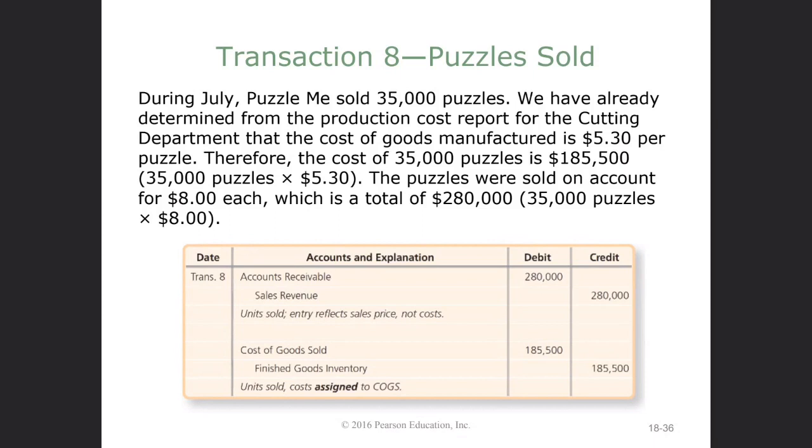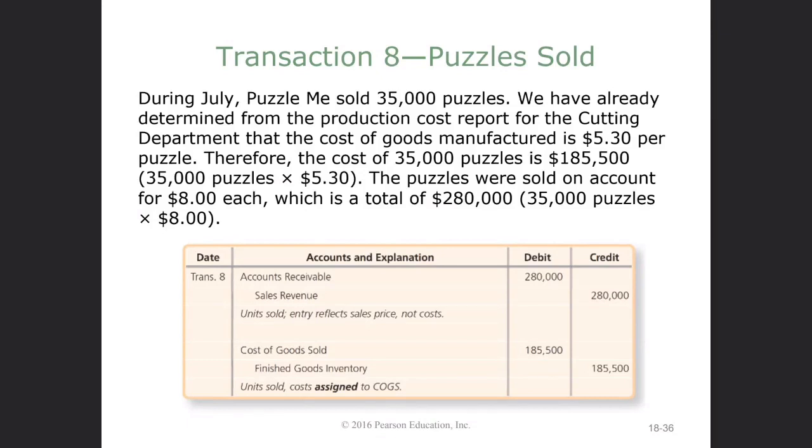If it said what is the total earnings per item, we know that the cost per item is $5.30. We know that we're selling them for $8 a piece. So if we were trying to figure out how much money we were going to make per item, we would take the $8 minus $5.30, and that would give us our profit per item.